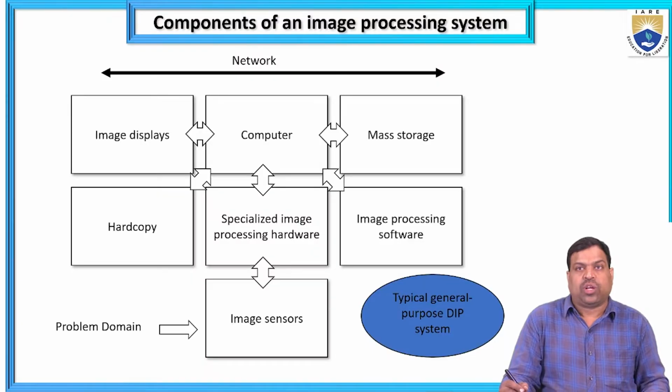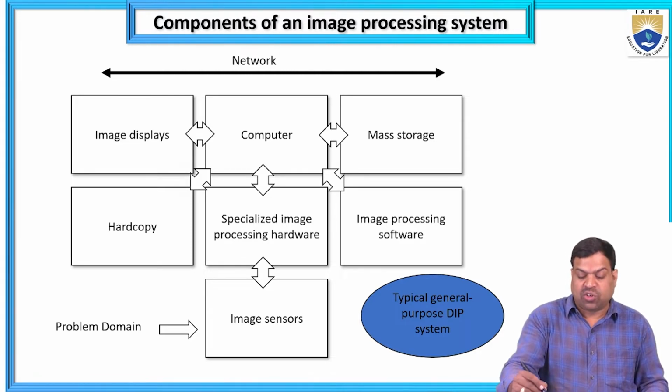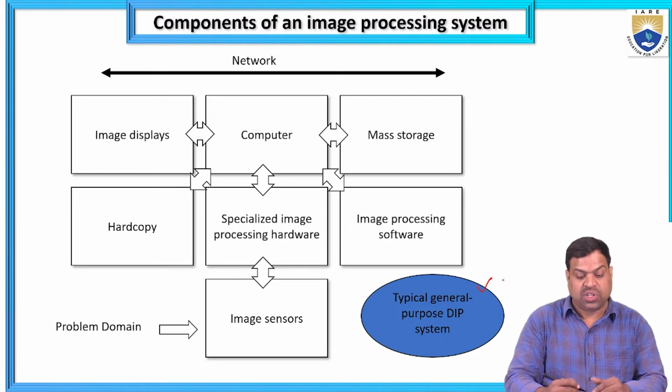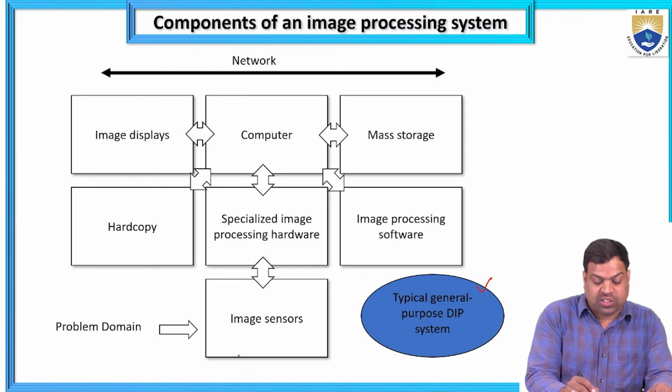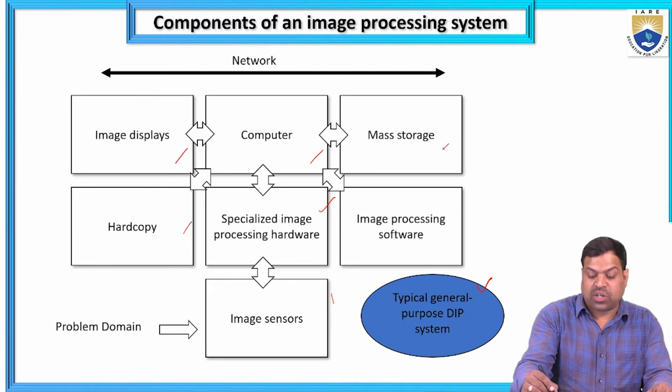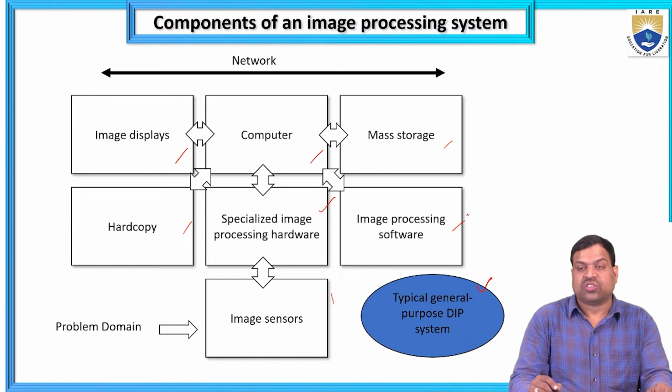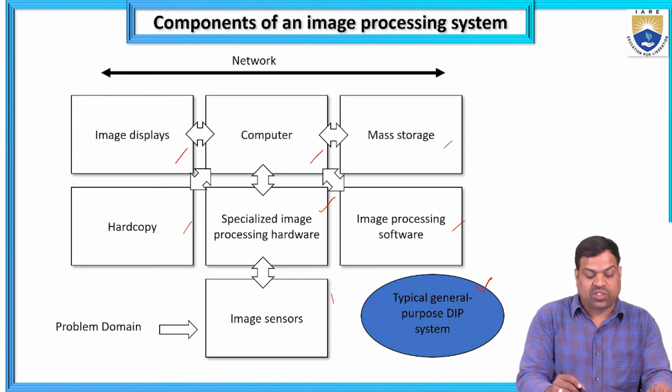Today my topic is components of an image processing system. It is a block diagram of the components of an image processing system. What are the components in digital image processing? It is also called a typical general purpose digital image processing system. What are the major components? Image sensors and specialized image processing hardware, computer, image displays, hard copy, mass storage, image processing software.